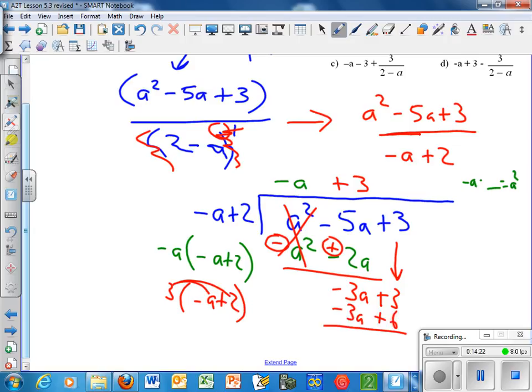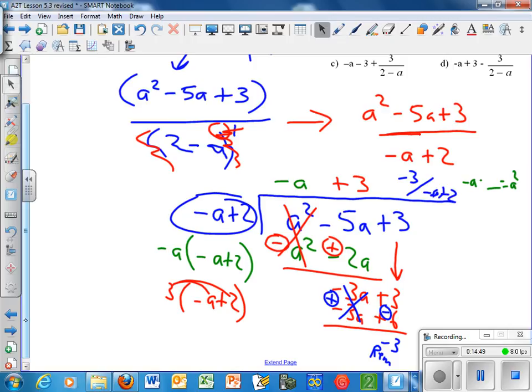Don't forget to change your signs here. So this becomes plus. This becomes minus. This drops out, negative 3a plus 3a. Now notice we don't get 0 here. Positive 3 minus 6 now is negative 3. This is called our remainder. So what you do is you take and you put that remainder of negative 3 over the divisor, negative a plus 2. Okay, so if you go back up to the choices, you can figure out which choice it was. It's negative a plus 3, and then negative 3 over a plus 2.